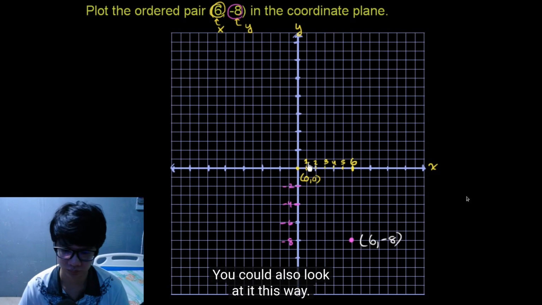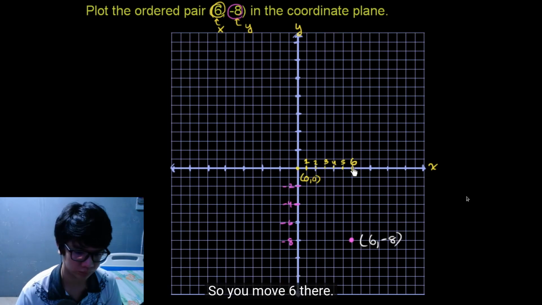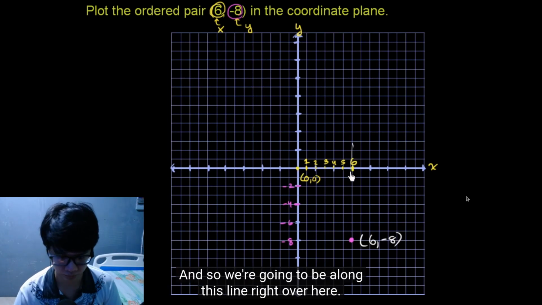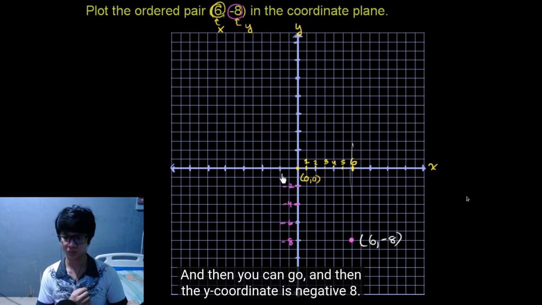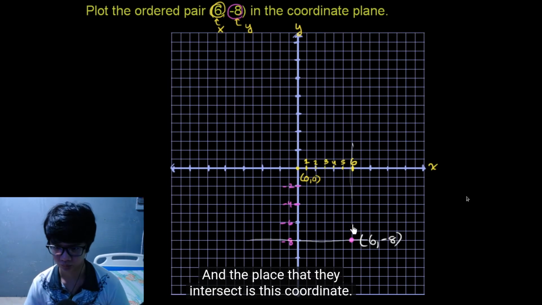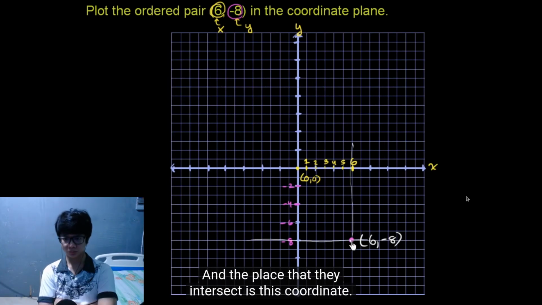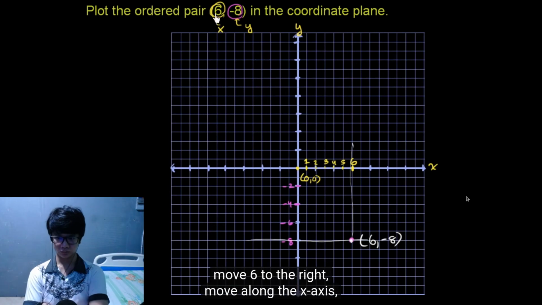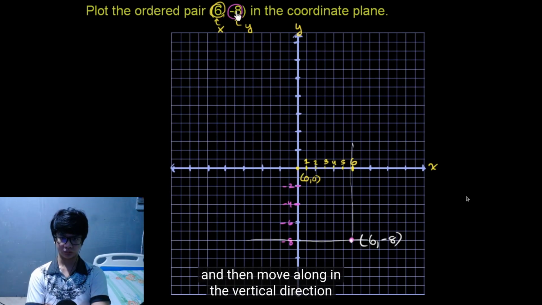You could also look at it this way. The x-coordinate is 6, so you move 6 there. And so we're going to be along this line right over here. And then the y-coordinate is -8. So you go down to -8, and you say we're going to be along this line over here. And the place that they intersect is this coordinate. The easiest way I like to think of it: move 6 to the right, move along the x-axis, and then move along in the vertical direction along the y-axis. So you go down 8.